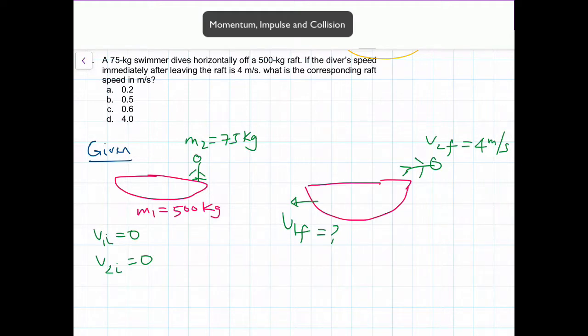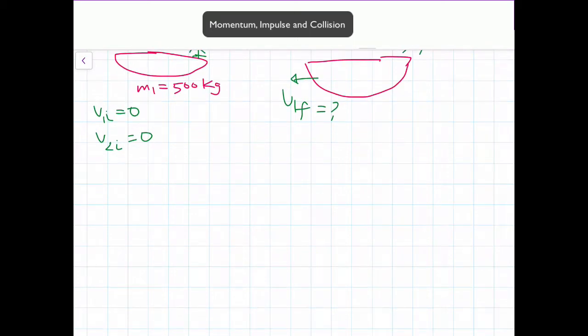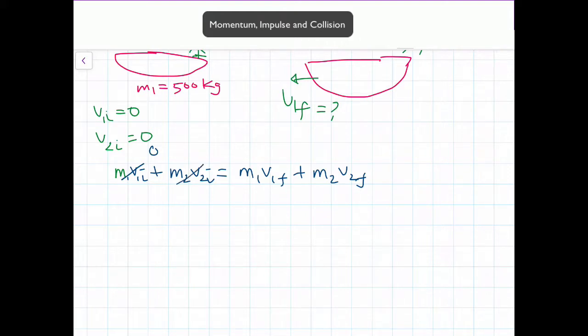So as we said, in any scenario, what we know is momentum is conserved. Momentum is always conserved. As a result, you will apply the conservation of momentum equation, which is mass 1 V1 initial plus mass 2 V2 initial equals mass 1 V1 final plus mass 2 V2 final. As you can see in the problem, V1 initial is 0, then this term will go 0. V2 initial is 0, then this term will be 0. So 0 plus 0 equals 0.